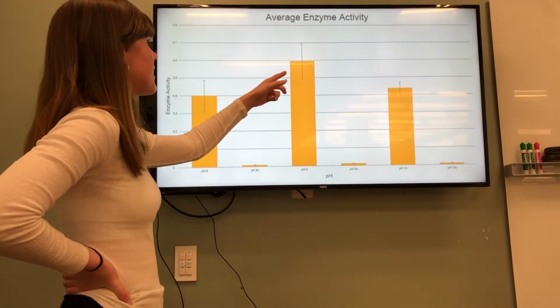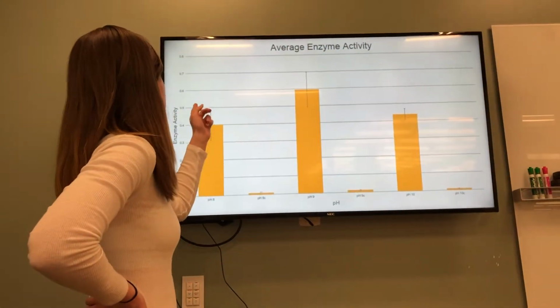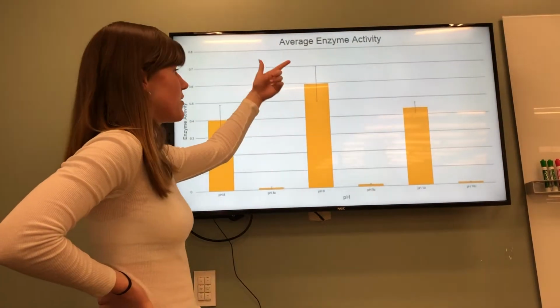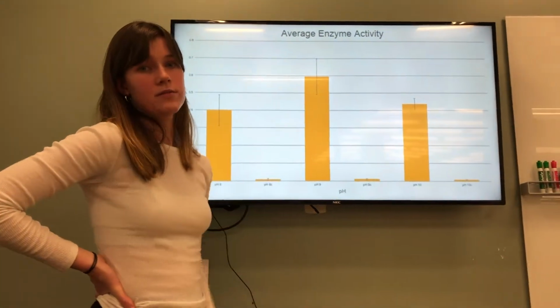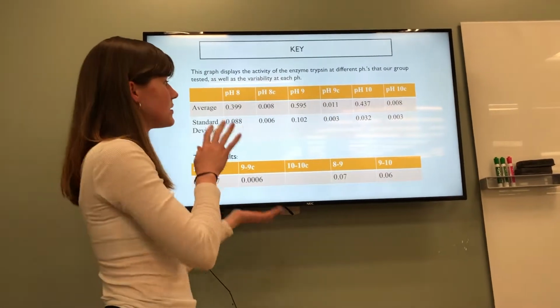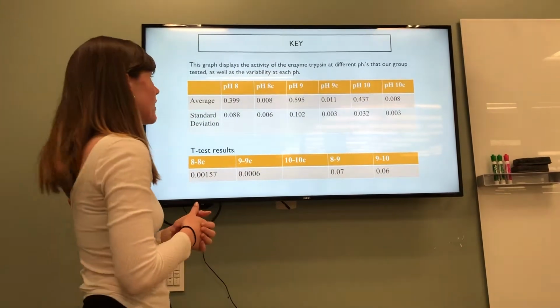So pH 9 did have the highest activity. However, it does seem to have the largest amount of variability. So this slide displays our data in a table format instead of the last slide, which showed a graphical format.